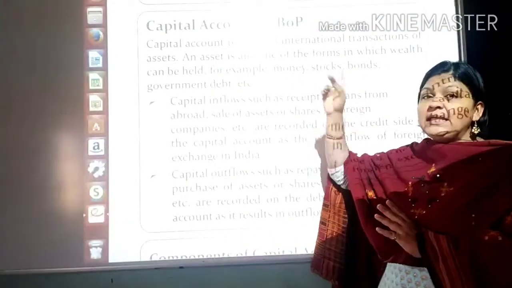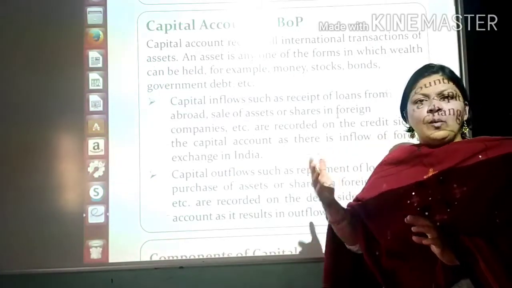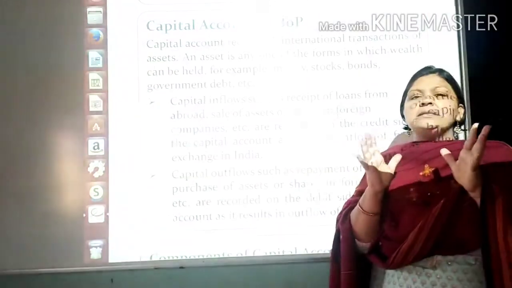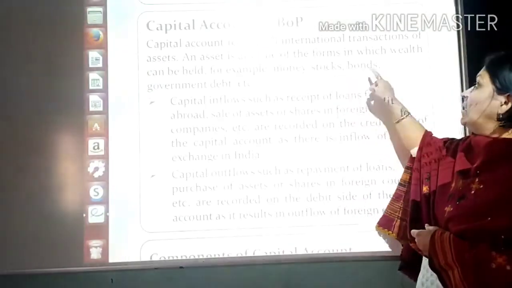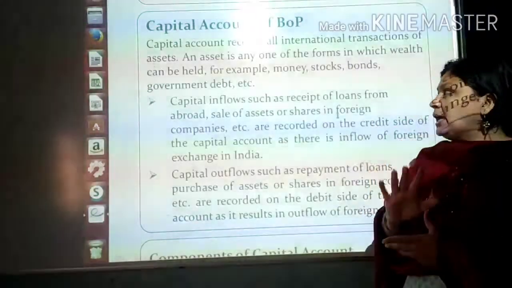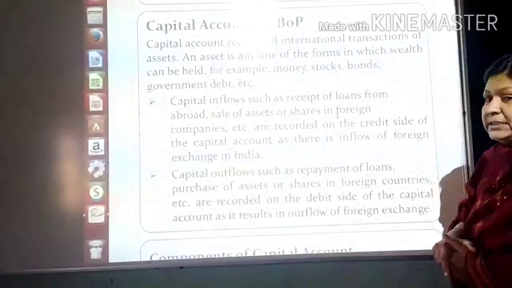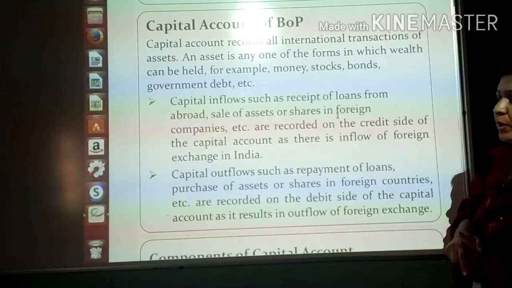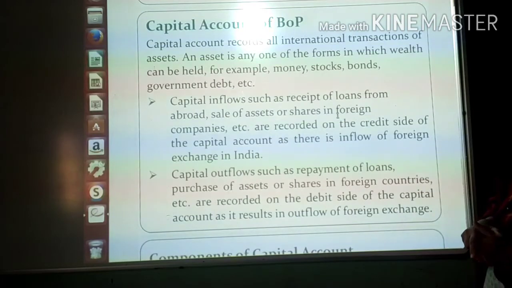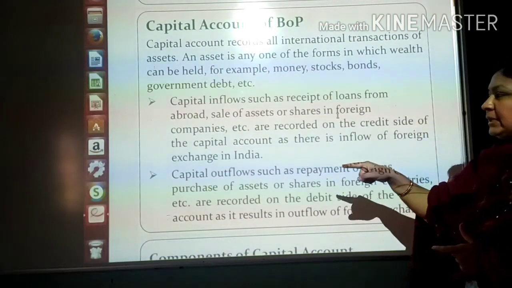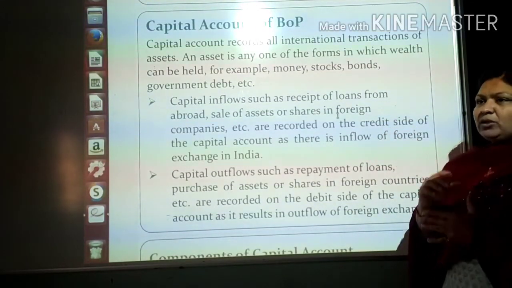तो आपको ध्यान देना है, money is not a current account item, it is a part of the capital account because money increases your wealth. और जो भी चीज़ आपकी वेल्थ में इंक्रीज लाती है वो सब आपका कैपिटल अकाउंट है. So money, stocks, bonds, government debts, etc. are a part of the assets. Now the capital inflows such as receipts of loans from abroad, sales of assets or shares in foreign companies, etc. are recorded on the credit side of the capital account as there is an inflow. अब बाहर की कंपनी के शेयर्स को बेचने से भी इनफ्लो बढ़ता है.